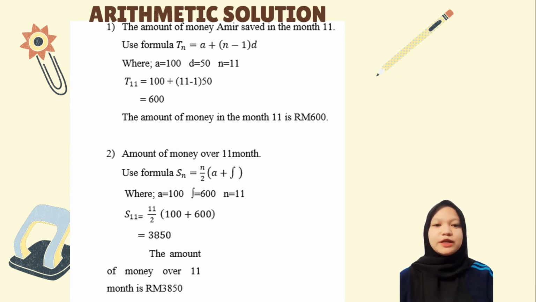Next, we need to find the money that Ahmed saved over 11 months. So we use the formula Sn equals n over 2 multiplied by A plus L, where A is 100, L is 600, and n is 11. So S11 is equal to 11 over 2 multiplied by 100 plus 600, and the answer is 3,850.